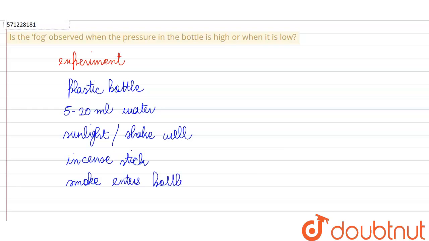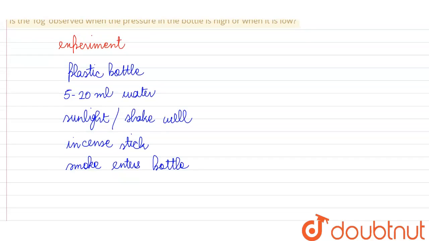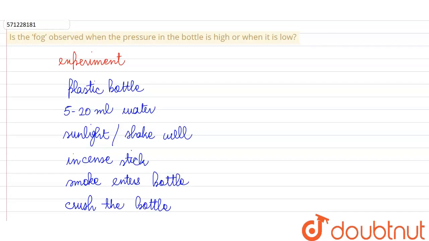So now inside the bottle, we've got two substances. One is the smoke from the incense stick, and second is the water that we put there before. And after this, we are going to crush the bottle using our hands. So what we are trying to do in this experiment is basically, we are trying to understand how clouds are formed and how it rains.